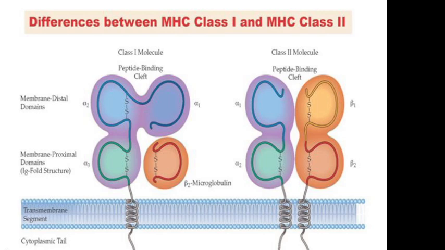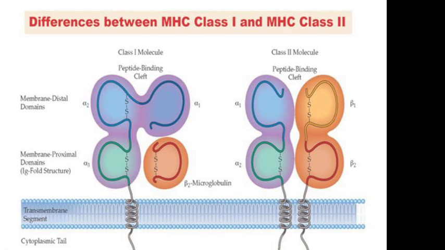The class 1 MHC is made up of a polypeptide chain called the alpha polypeptide, along with a short polypeptide called beta 2 microglobulin. Now, this alpha polypeptide shows the presence of three folds, which are called alpha 1, alpha 2 and alpha 3. These folds are called domains.